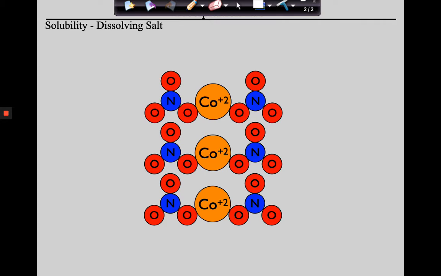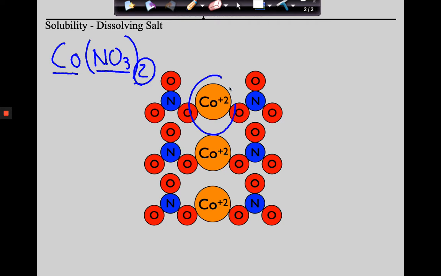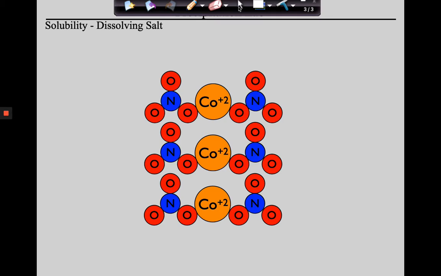But here's where we've got to be careful, because cobalt nitrate is written like this. There's a cobalt ion and there's a nitrate ion. What does this 2 right here tell us? There's 2 nitrates, and that's what we're seeing right here. There's 1 cobalt and there are 2 nitrates. So the ion types are cobalt and nitrate, but when they dissolve, we end up with twice as many nitrates as cobalts.